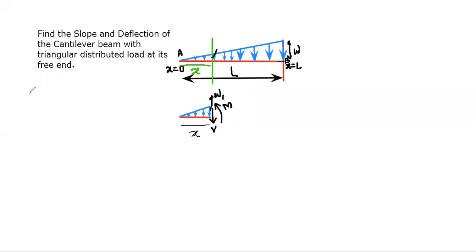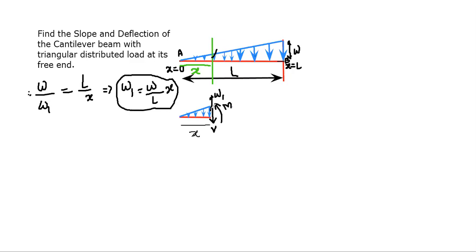Therefore, by the concept of similar triangles, we can write W by W1 becomes equal to L, the base of the bigger triangle, divided by x, the base of the smaller triangle. Which implies W1 becomes equal to W by L multiplied by x. So this is W1, the intensity of the load here, equal to W by L into x. Now the first step which I told you is to find the moment equation, that is M.